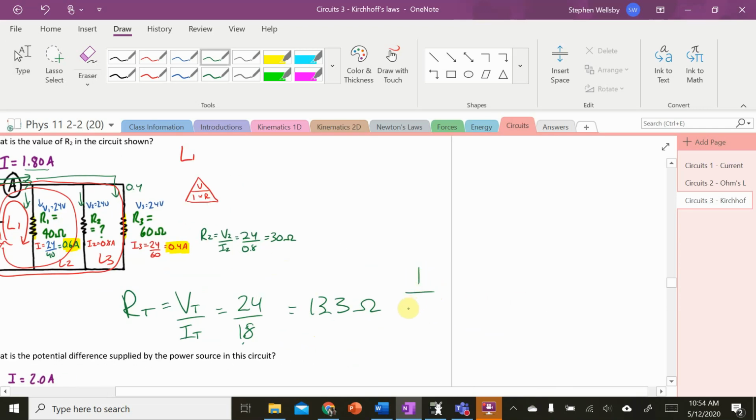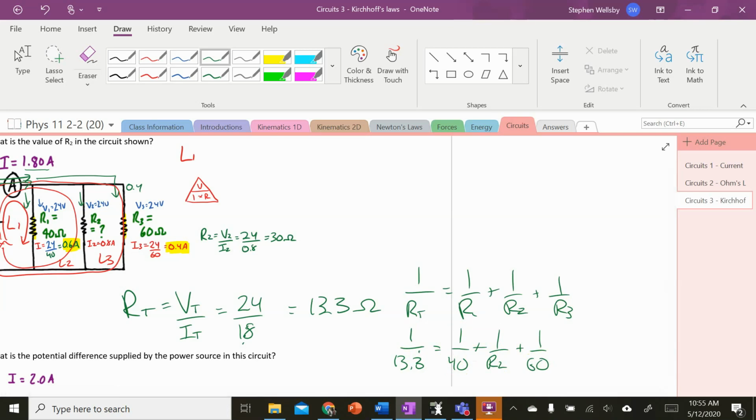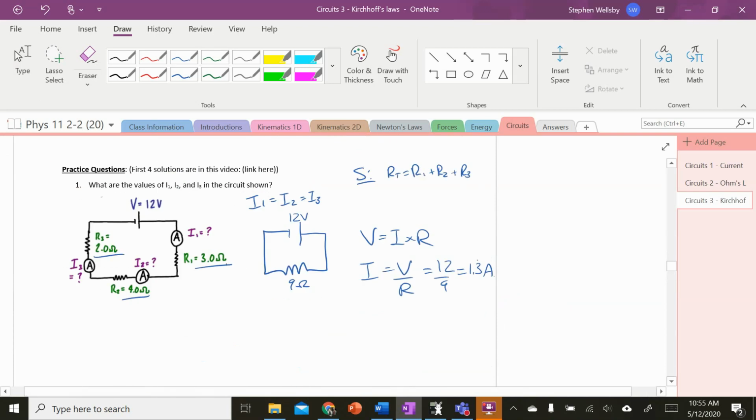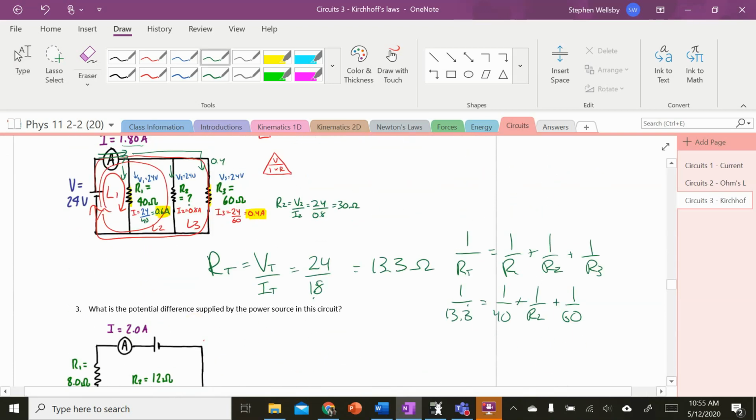And we also know 1 over RT equals 1 over R1 plus 1 over R2 plus 1 over R3. So 1 over 13.3 repeating equals 1 over 40 plus 1 over R2 plus 1 over 60. Again, this might be more complex mathematically, but if you solve through this, you would still end up with R2 equals 30 ohms. So it could be solved using tip number 1, which is look at the big picture versus the individual components, or it could be solved with step number 4, look across each component and ask yourself those questions. Do I know V, I, and R for each component?